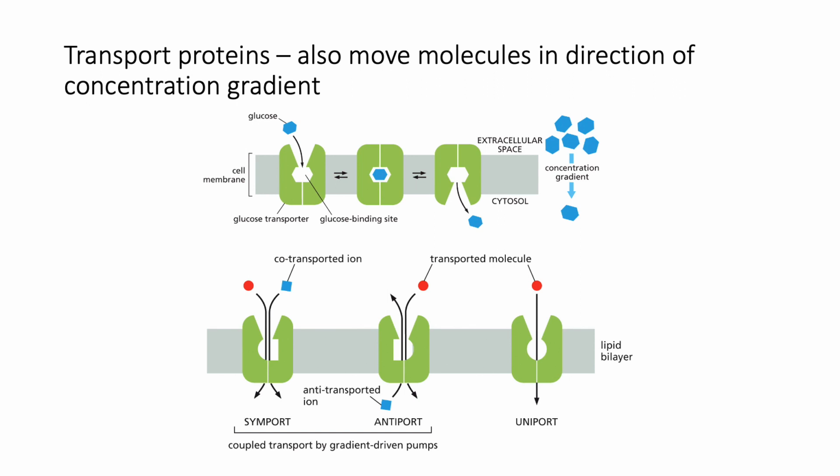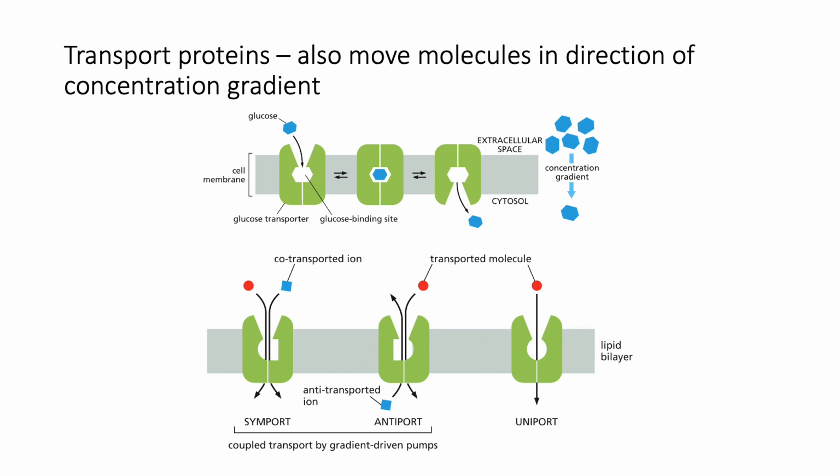So showing up at the top, glucose. So glucose has a high concentration on the outside of the cell, low on the inside of the cell. And so the glucose tends to enter. It binds to a particular binding site inside this transport protein. That causes a shift in the conformation, opens it up on the cytosolic side, and then allows the passage of the glucose into the cell.